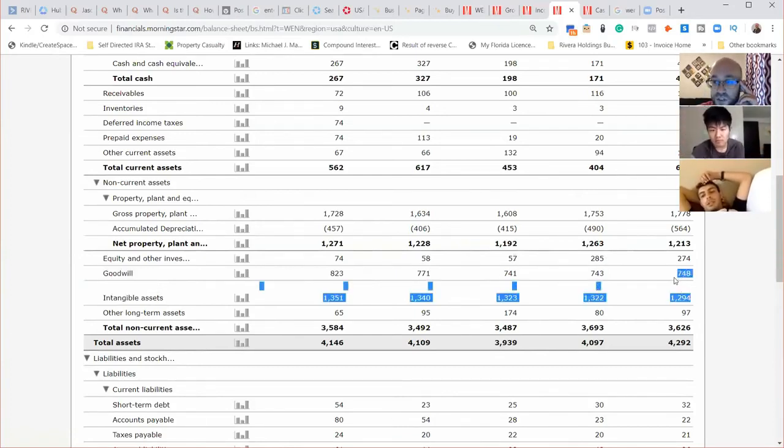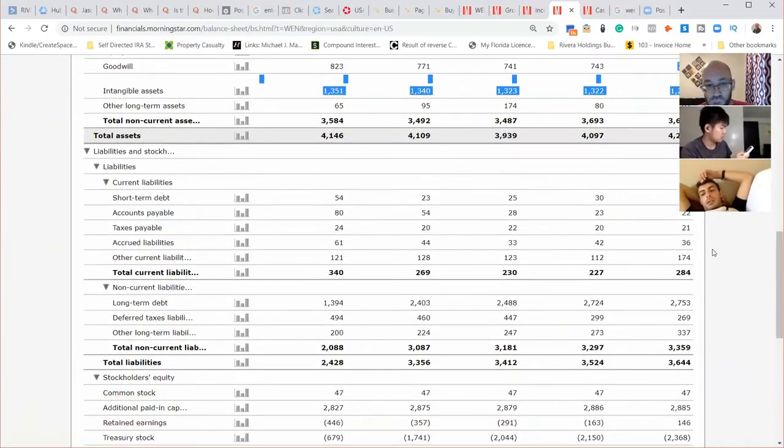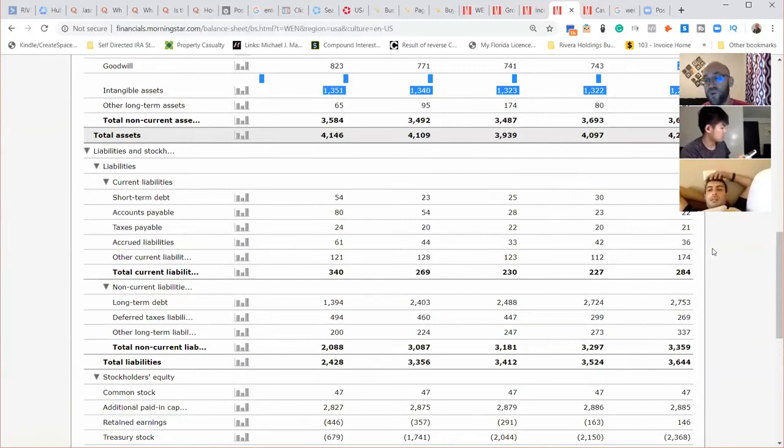So let's see if this is still true. Let's just round up and say 2 billion. Okay, so 3,626 minus. Okay. Aha, it is still true. So when you take out goodwill and intangible assets from assets on the balance sheet to find book value, what I'm essentially finding now is called net tangible book value. Have we talked about that before?